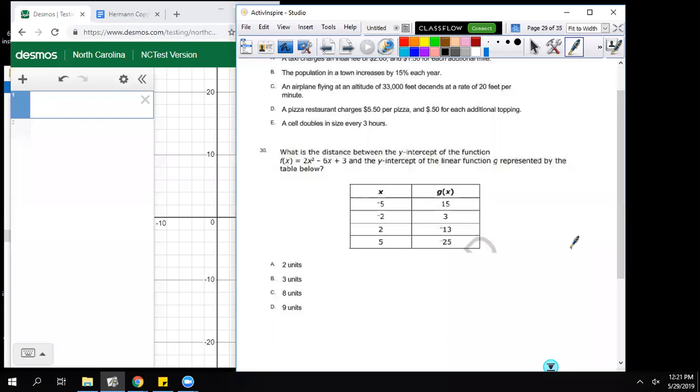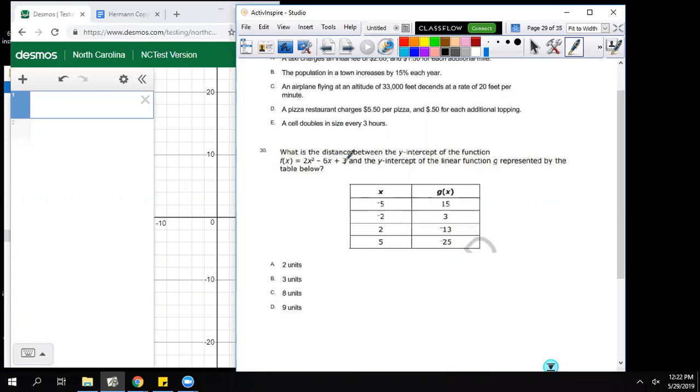All right, so here's question 30. What is the distance between the y-intercept of the function f of x is equal to 2x squared minus 6x plus 3 and the y-intercept of a linear function g represented by the table below? So here we have it. We looked at a question like this, which was number 3, so we're going to go through the same thing.